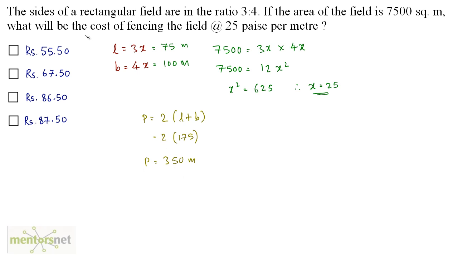Now we have been asked what is the cost if the rate of the fencing is 25 paise per meter. 25 paise is 0.25 rupees. So the cost will be equals to 0.25 times 350, and that will be 87.50 rupees. So option D is the correct answer.